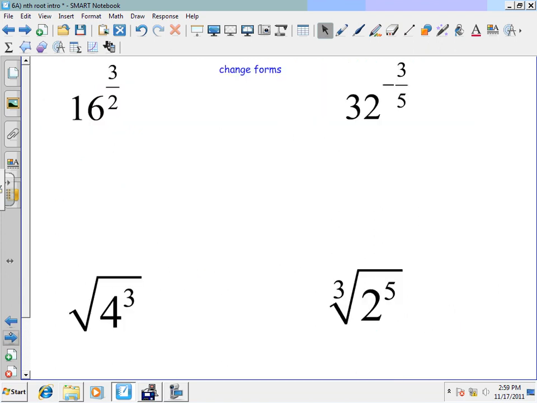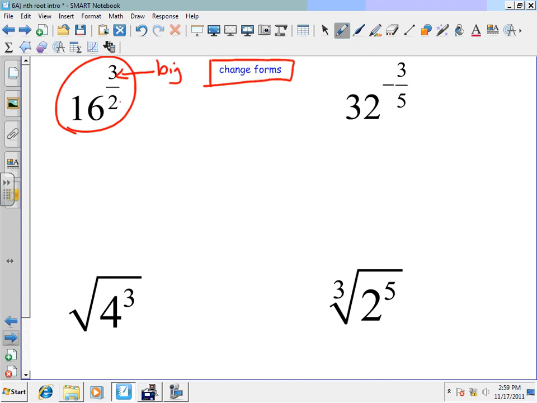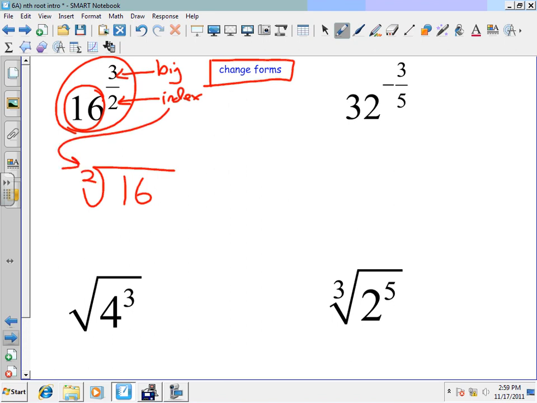All right, so on this slide here, we're talking about changing forms. Okay, so this is kind of like tying the last two slides together, and we'll see some solving problems. If I see 16 to the 3/2 power, again, this is the bigger number, the exponent, and down here is the index. So I'm going to start with my base of 16, put it inside a radical. The index goes out front, so we're talking the square root here.